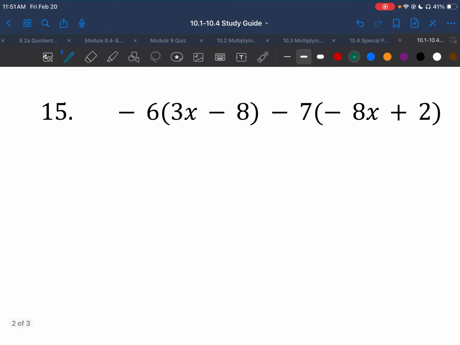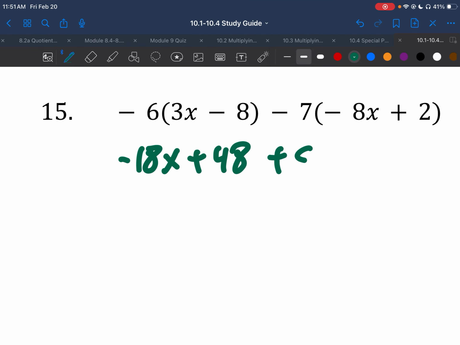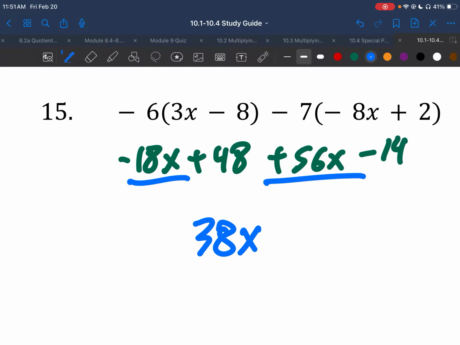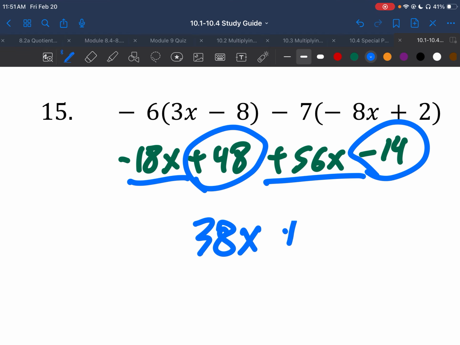15. We multiply. We've got negative 18x plus 48 plus 56x minus 14. Combine like terms of the negative 18x and 56x, and we get 38x. Combine like terms of 48 minus 14, and we get plus 34.